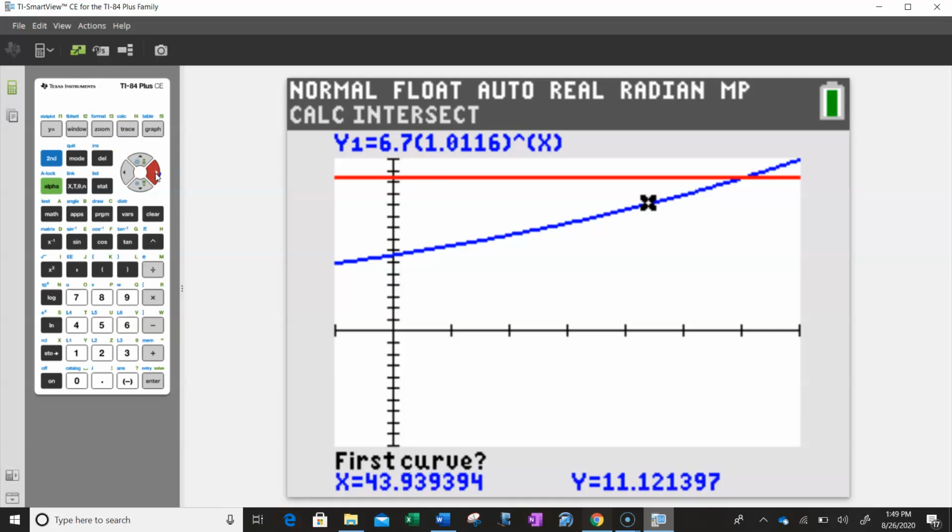And once we get close to it, we might not be able to get right on top of it, but as close as we can. When it says first curve, press enter. Second curve, press enter. Guess, just press enter. And it'll show you that it's about at 60.099.